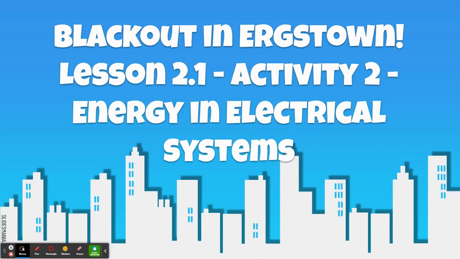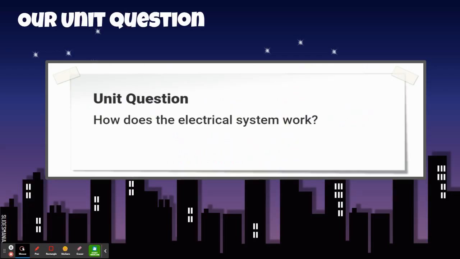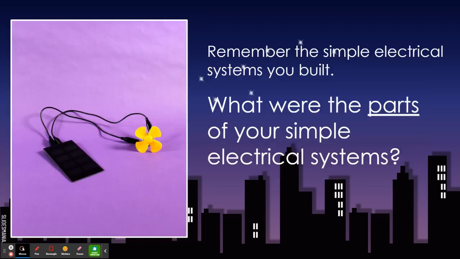Today we are on lesson 2.1, activity 2, and it is called Energy in Electrical Systems. Let's review our unit question. How does the electrical system work? Everything we've been doing up until now, and we will continue to do, is going to help us figure out how the electrical system works. So let's look at this. This should look familiar. It looks like the simple electrical system that you built.